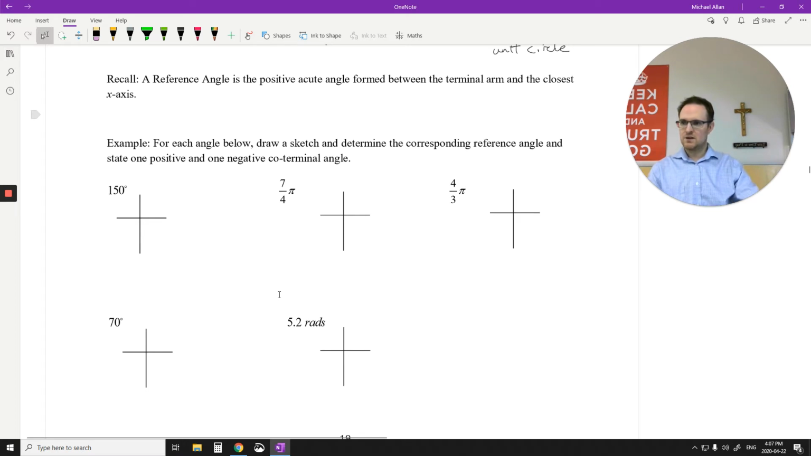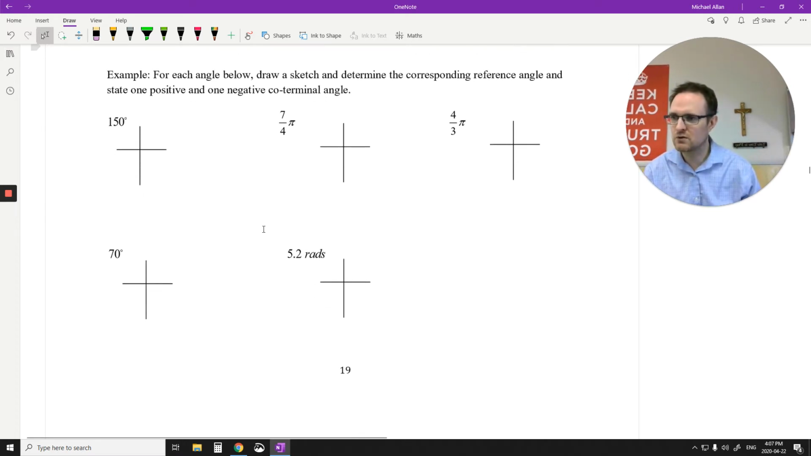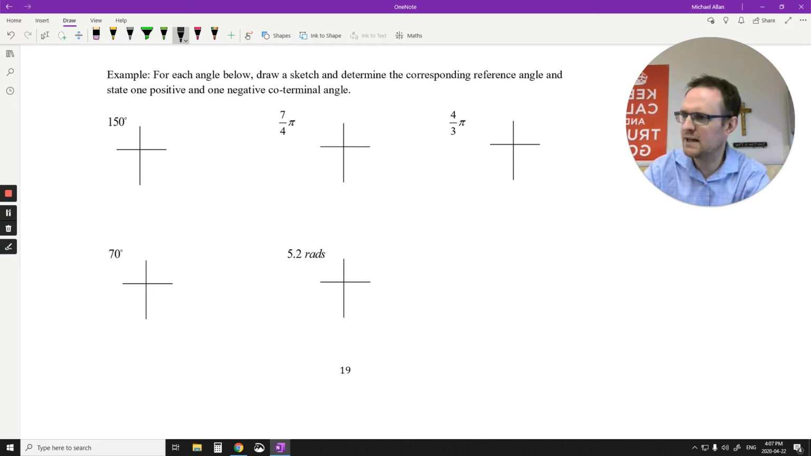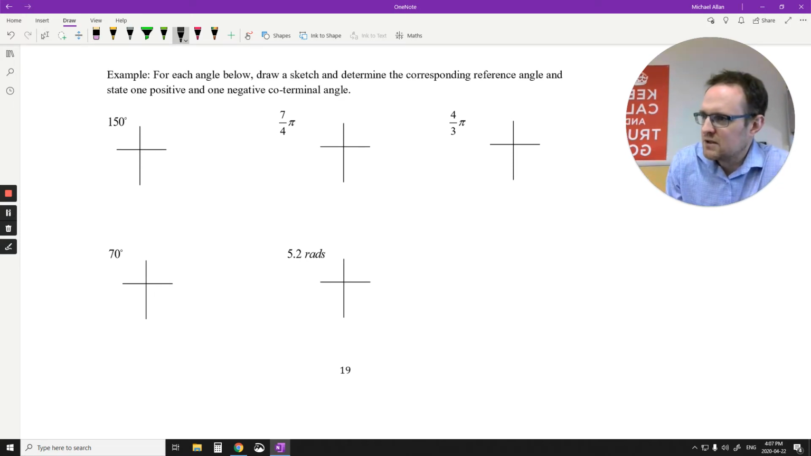For these ones here, just to recall a little information, just a review, refresh. Can you determine what's the reference angle for these, and what is one positive, one negative coterminal angle for each of these? Give me a little time to do that by pausing this video. Okay, so hopefully you tried that out. So we're going to draw and sketch it. So just a sketch. I'm not too concerned about how accurate this is, but I know it's going to be in this quadrant. Okay, so that's 150.